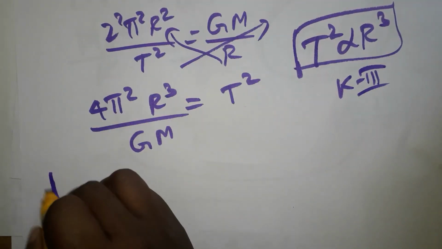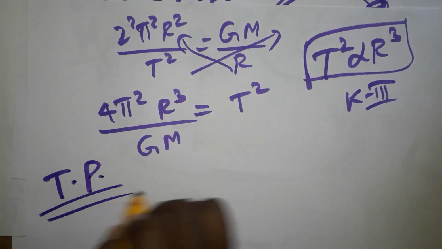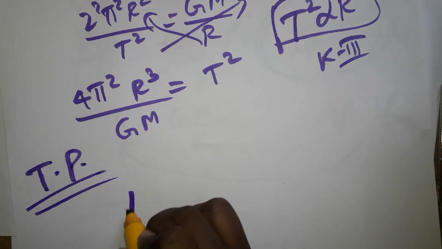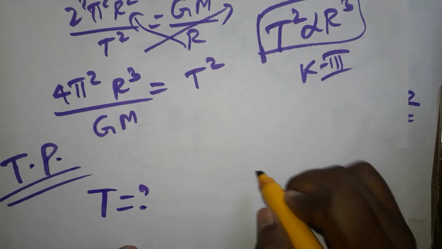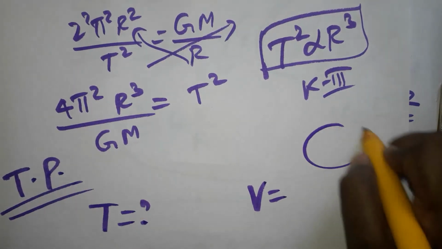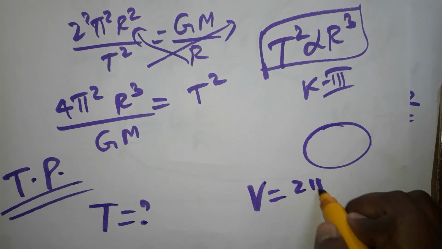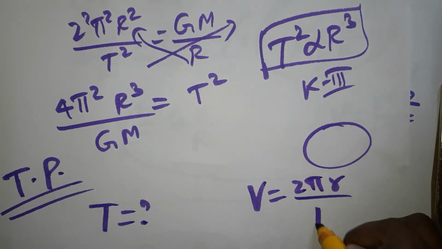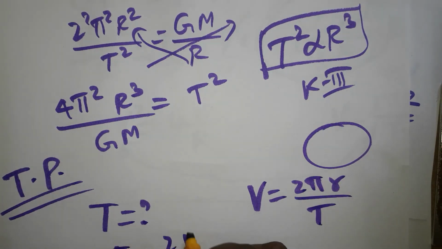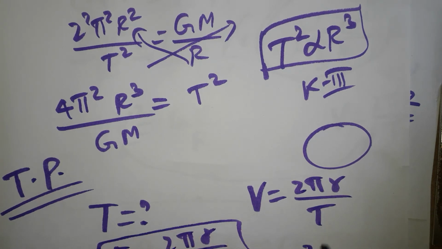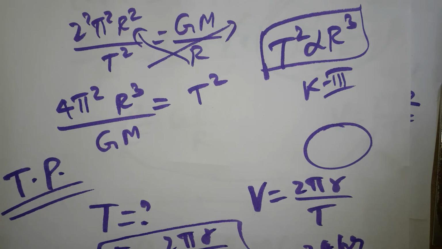The next thing, time period for the geostationary satellite. Time period is equal to what? Velocity in circular motion for a geostationary satellite is 2 pi r, the circumference of the circle, divided by time period. So time period is equal to 2 pi r divided by v. We can find the time period is 24 hours for the geostationary satellite. So it's a most important concept based on gravitation.